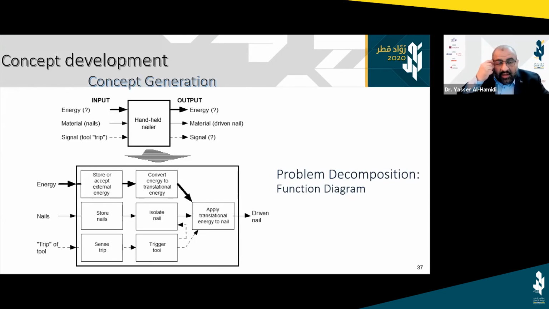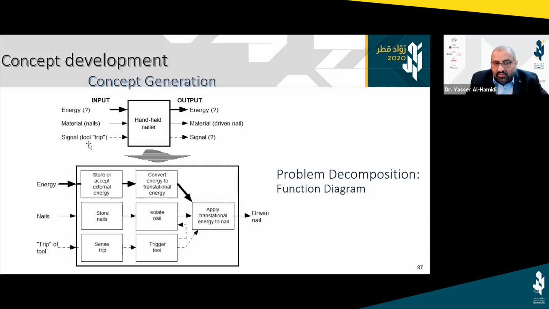Okay, now after you understand and clarify the problem, I want to come up with concepts. So far I have no clue about my product except that I would like to achieve these specifications, and I know exactly the customer needs. So the first step is we need to decompose the problem. One technique is to do this functionally. To do so, you consider your product as a black box, and this black box operates on energy, material, and signal.